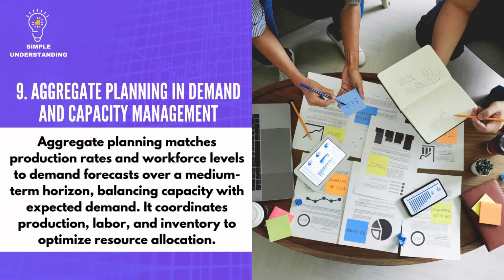9. Aggregate planning in demand and capacity management. Explanation: Aggregate planning matches production rates and workforce levels to demand forecasts over a medium-term horizon, balancing capacity with expected demand. It coordinates production, labor, and inventory to optimize resource allocation.